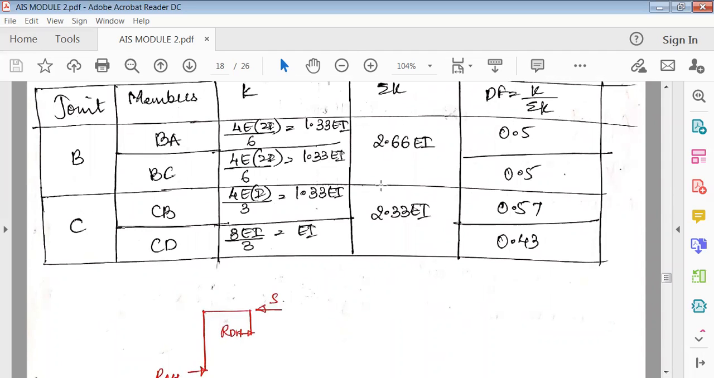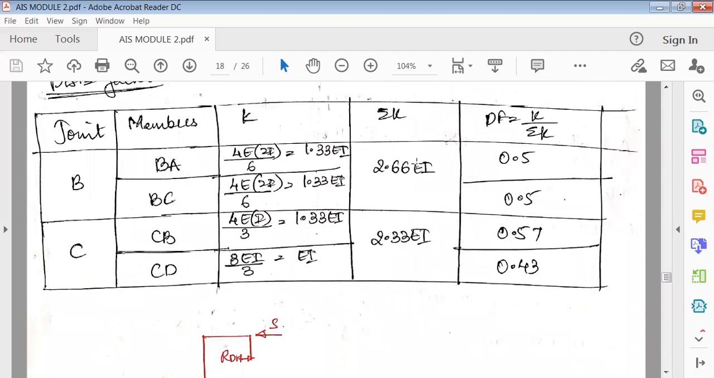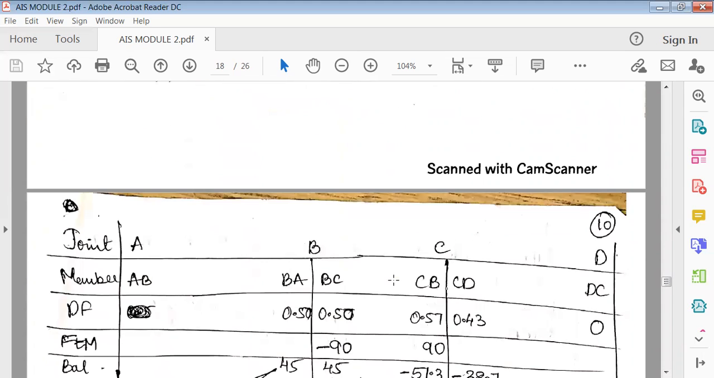So add both of these, same thing as you've done before. Add these two here, the summation. Then distribution factor is K by summation K. Same thing applies here. Okay, so you get the distribution factors.